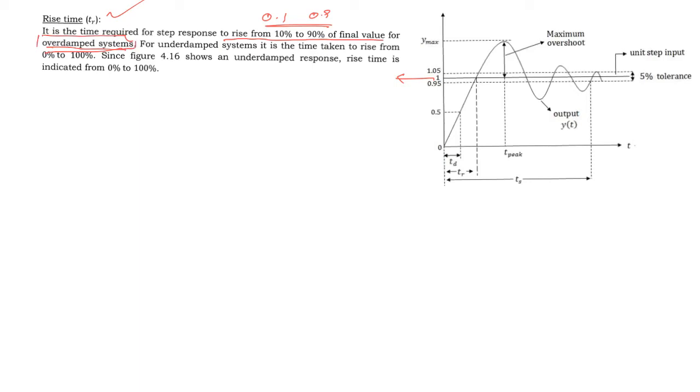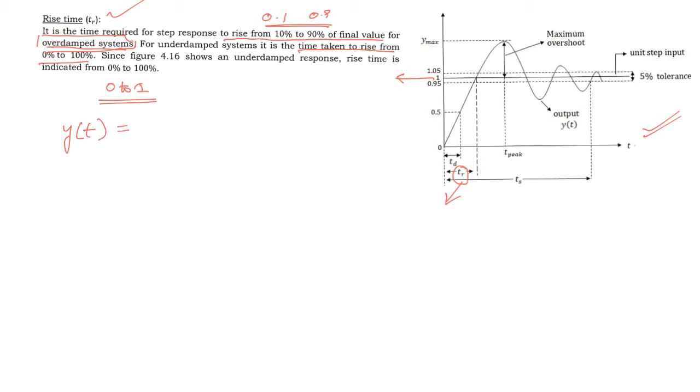But we have taken an underdamped system. For an underdamped system, it is the time taken to rise from 0 to 100%, that means from 0 to 1. This is what is represented by TR in the diagram. Now we have to find out the rise time. How do we find that? Since it is from 0 to 1, we just have to find the time at which the output y of t will reach the value 1.